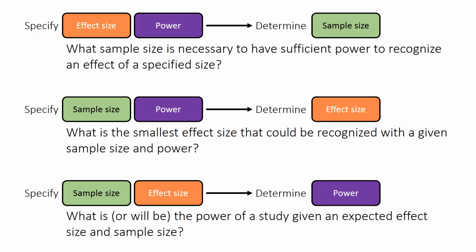And finally, you could ask, what is the power of this study given the expected effect size and the sample size, either anticipated or actual? Here you might wonder, if I have a particular sample size and the effect size is some value, what would my power be? Is the power going to be reasonable, or is it going to be too low? So you can see how you can take these 2 things and calculate a third in a variety of ways to get at different ideas.